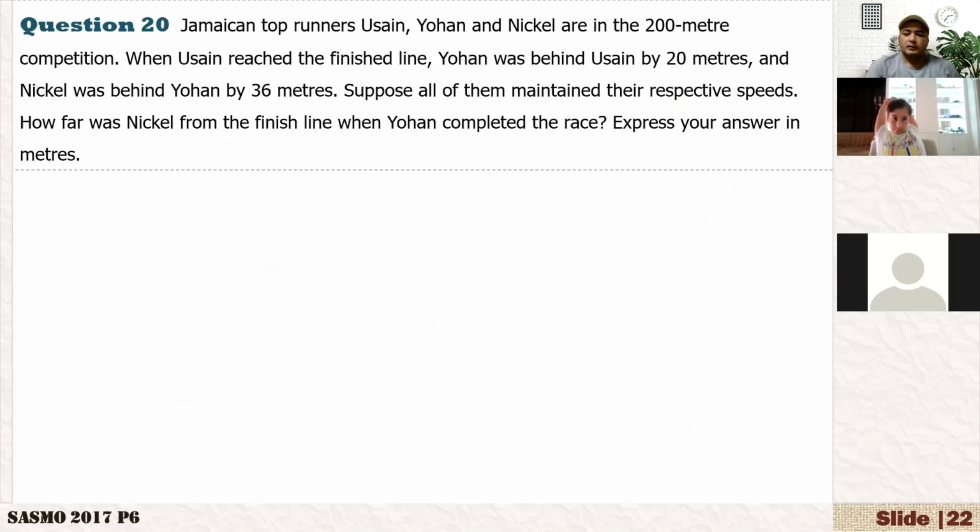Okay, Rahim, read the question. Jamaican top runners Usain, Johan, and Nico are in the 200-meter competition. When Usain reached the finish line, Johan was behind Usain by 20 meters, and Nico was behind Johan by 36 meters. Suppose all of them maintained their respective speeds. How far was Nico from the finish line when Johan completed the race? Express your answer in meters.